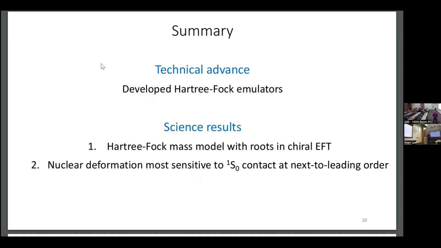Okay. Summary. I would say our technical advance has been we have developed Hartree-Fock emulators. And then the science result is we have a Hartree-Fock model now, a mass model with roots in chiral EFT. And we found that the nuclear deformation is most sensitive to the singlet S contact at next to leading order. Thank you.